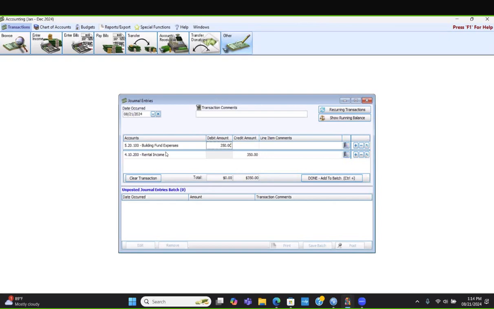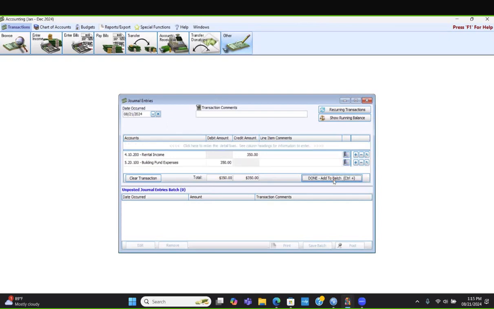I cannot post a transaction like this between income and expense accounts, whether it was debit or credit to the expense or income or credit or debit, doesn't matter. I cannot post between an expense and an income account any other way than through a journal entry transaction, okay?